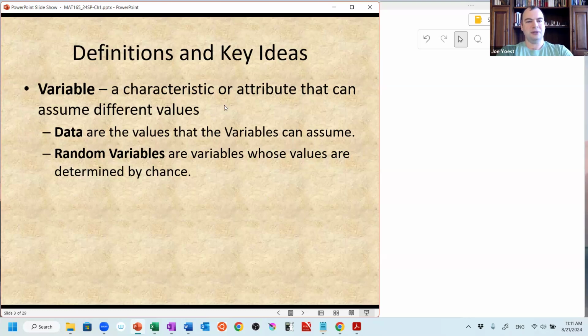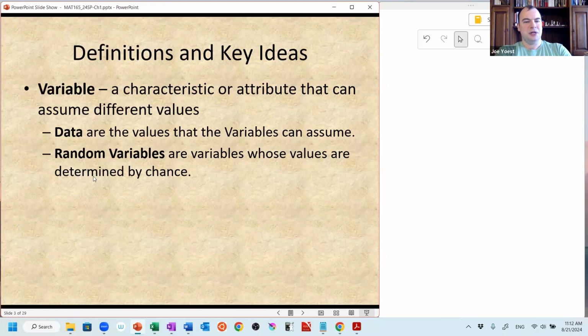The idea of a variable. At first glance, this is just the same kind of idea as in any other math class. You have variables. A variable is something that can take on different values. Data are the values that the variable can assume, and a data set is when we go out into the world and collect different data points, we see actual instances of this variable in the real world. We see individual people's heights, we measure them, we collect them together. That's a data set.